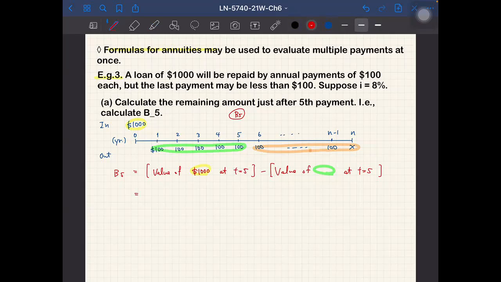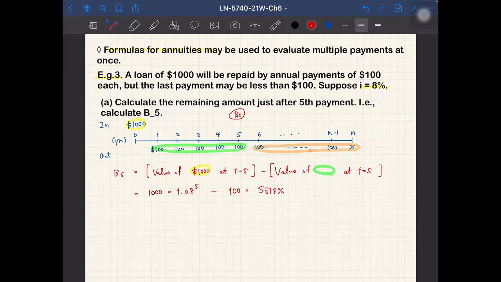Okay, so how to calculate this? The value of $1,000 at t equal to 5 is 1,000 times 1.08, because i is equal to 8%, to the power 5. And minus the value of this green cash flow, which is 100 times the accumulated value for 5 years at 8%. So as long as we calculate these two quantities, we can get B5.